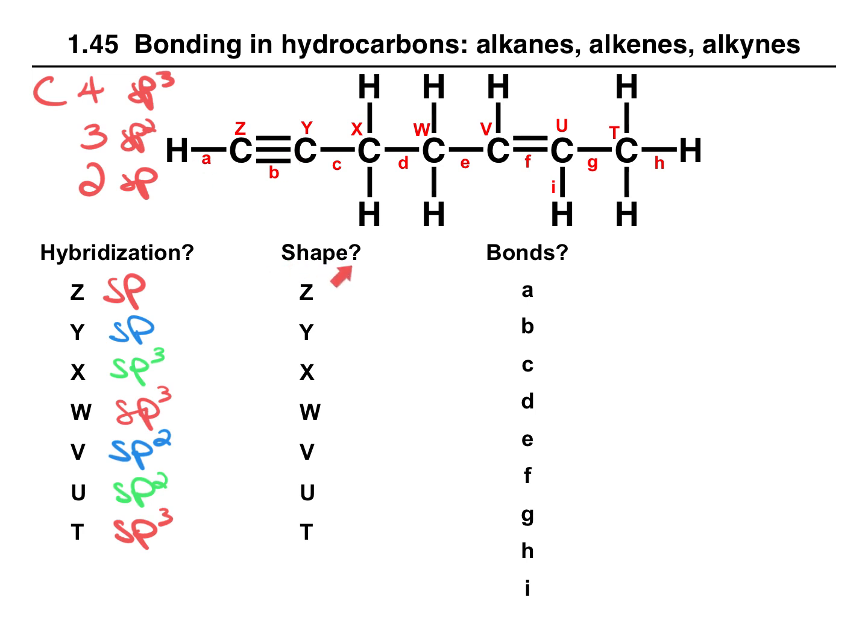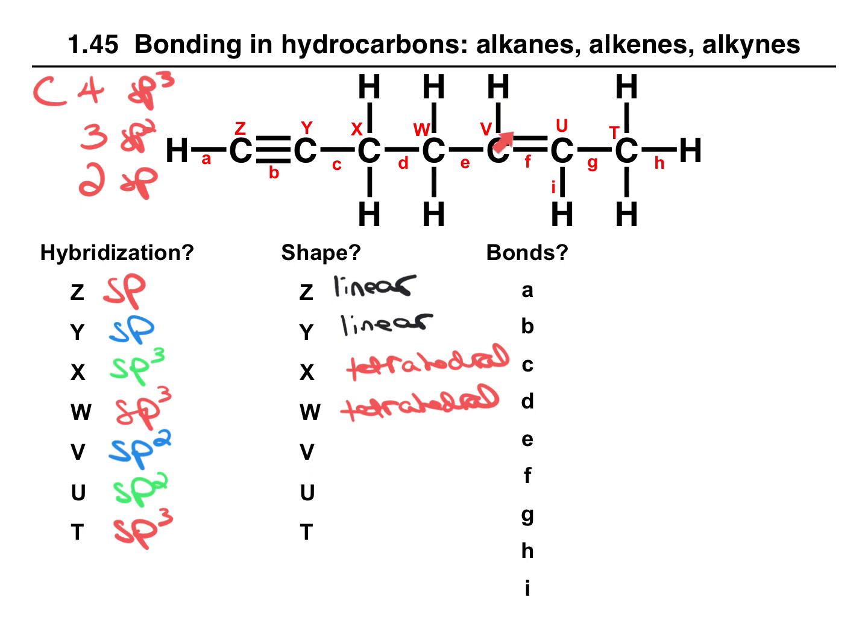Next, as we think about shape, to determine the shape, we just need to think about the hybridization. Because this is sp hybridized, then these groups must be linear. Looking at Y, we know that this is sp hybridized, so again, these groups must be linear. With X, we have 4 groups. We said this is sp3 hybridized. sp3 hybridization gives us a tetrahedral arrangement. With W, we have 4 groups. Again, sp3 hybridized. So this is, again, tetrahedral.